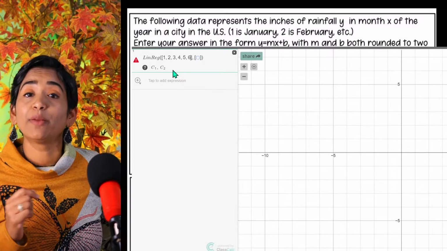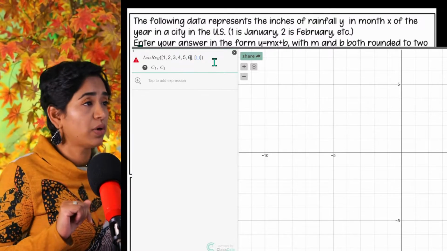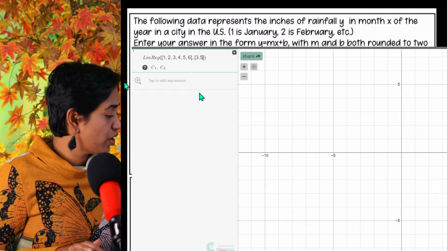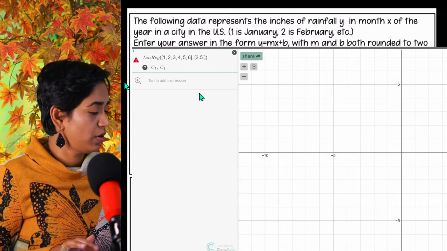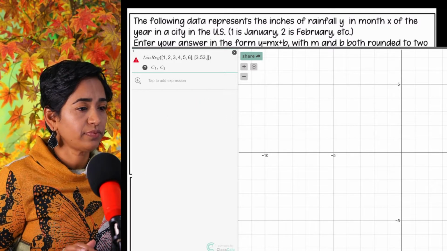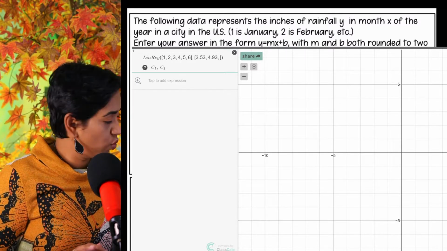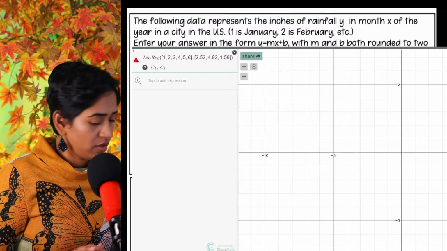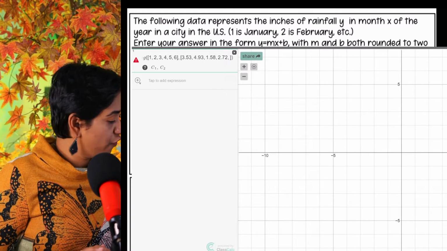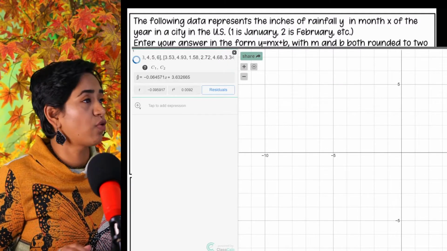And then I'm going to plug in my y values. That might take some time, so I'm going to use my iPad here. My y values are 3.53, comma, 4.93, comma, 1.58, comma, 2.72, comma, 4.68, comma, 3.34. There you go.